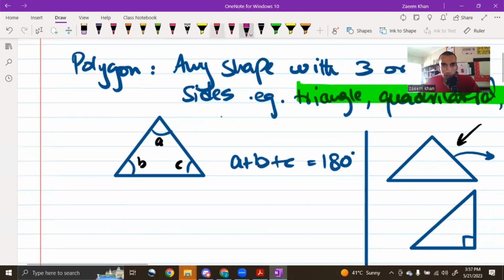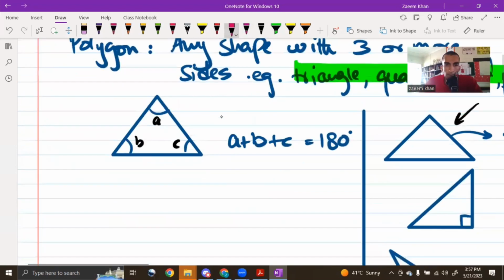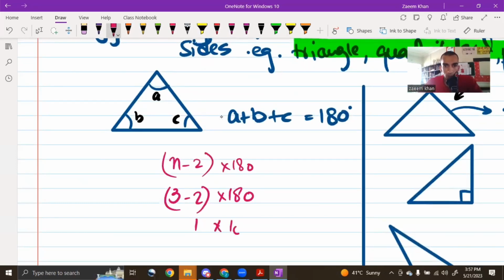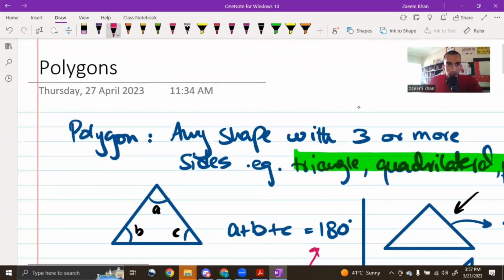The sum of angles of a triangle adds up to 180. How many sides do we have over here? 3. So 3 minus 2 into 180, and 1 multiplied by 180 is how much? 180. So this rule works for every polygon.